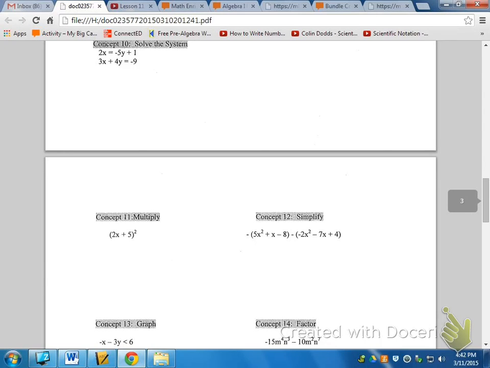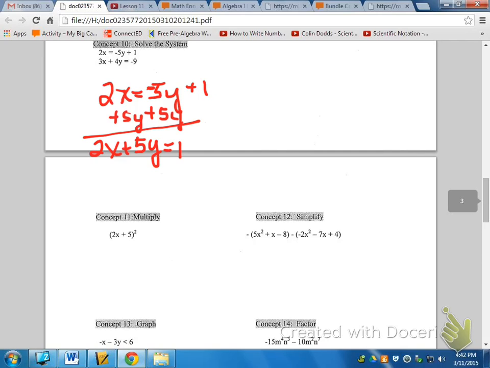We're going to continue now with Concept 10, Solve the System. They've given me two equations, but they're not both in standard form. So I am going to take the first equation, 2x equals negative 5y plus 1, and I'm going to add the 5y to both sides to get that into standard form. It would be 2x plus 5y equals 1.